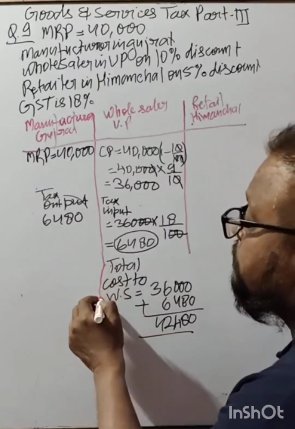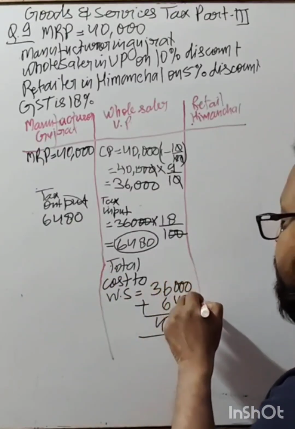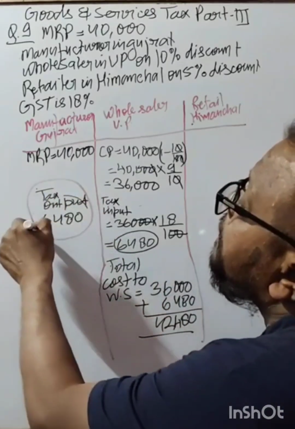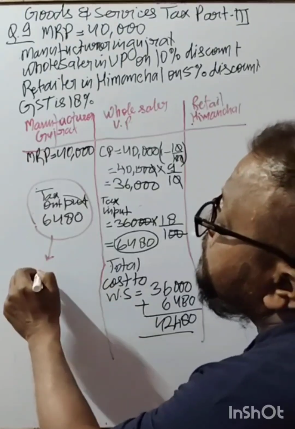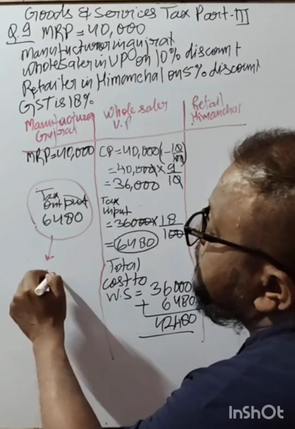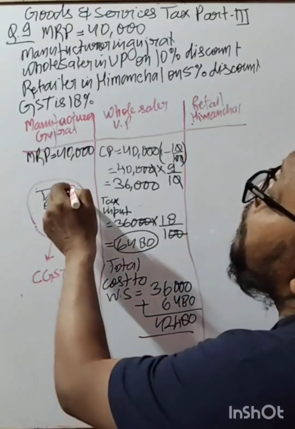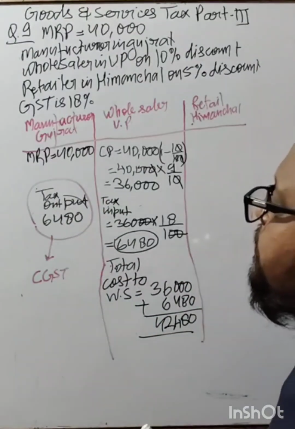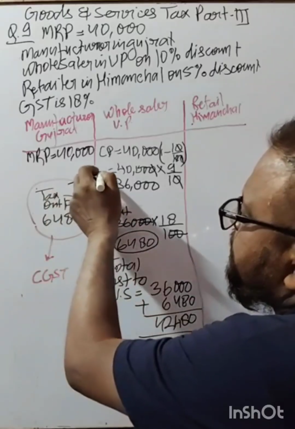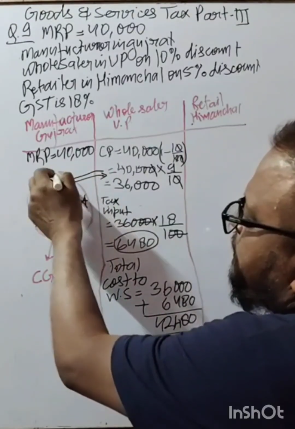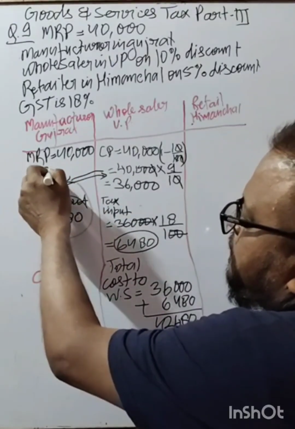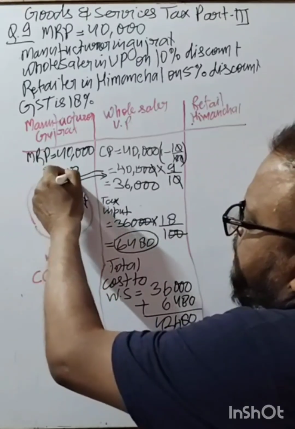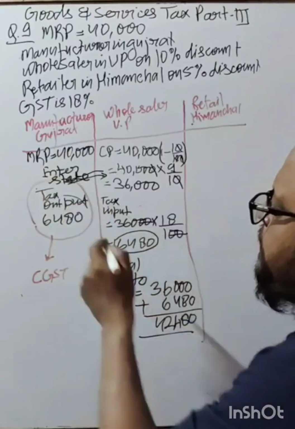Now, this will be IGST, right? Because this transaction is interstate. This transaction is interstate. Right.